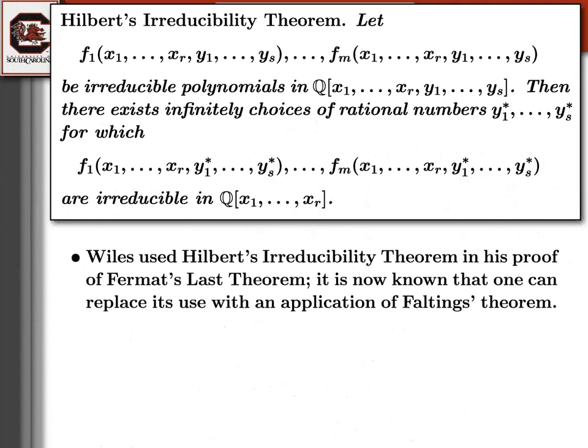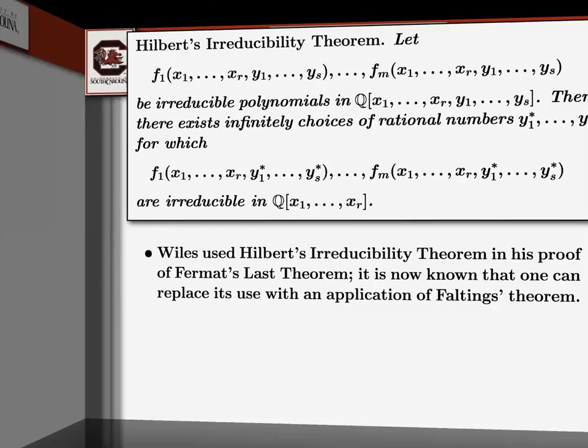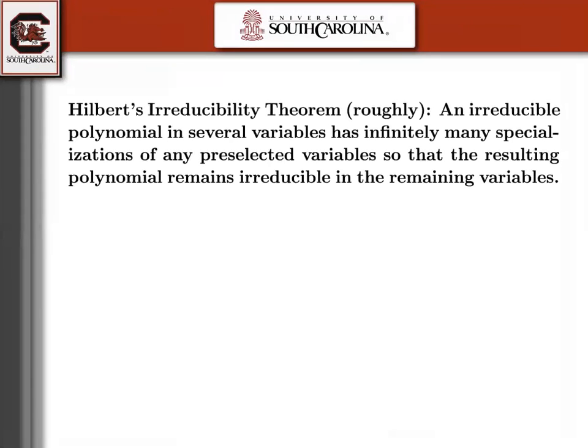So I wanted to mention that Hilbert's irreducibility theorem was a part of Weyl's original proof of Fermat's last theorem, so it also comes up there. So this is a fairly important theorem. So roughly, an irreducible polynomial in several variables has infinitely many specializations, I guess I should say, the way I wrote it here, when you take pre-selected variables to be rational numbers, any ones you want, you can make it irreducible in the remaining variables. So that's the basic idea.